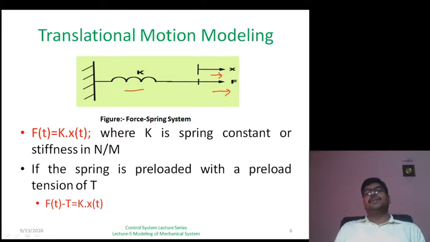Now if we consider this spring is preloaded with the tension T, then the actual force required will be F(t) minus T equal to kx(t). Since the spring is preloaded, we need to apply less force compared to the earlier case.